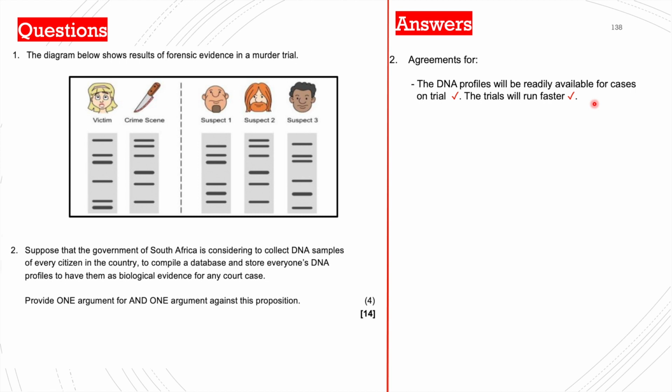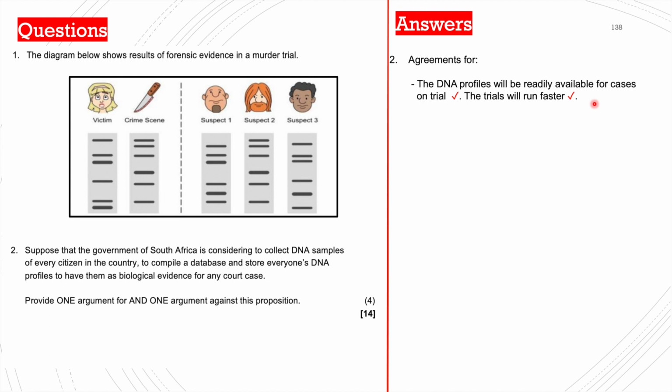So just like fingerprints, right? The Department of Home Affairs has all our fingerprints. So if the police are running an investigation and they find fingerprints at a crime scene, they will take those fingerprints and compare them to the fingerprints that they already have from the Department of Home Affairs.